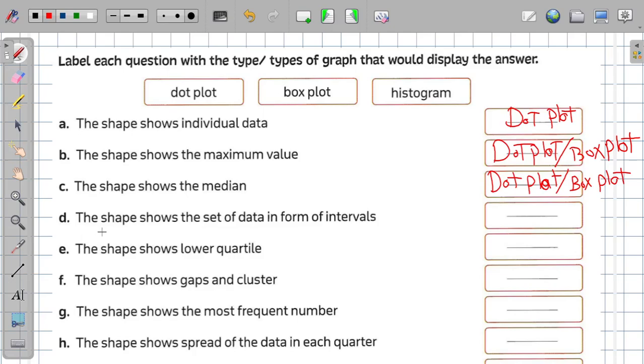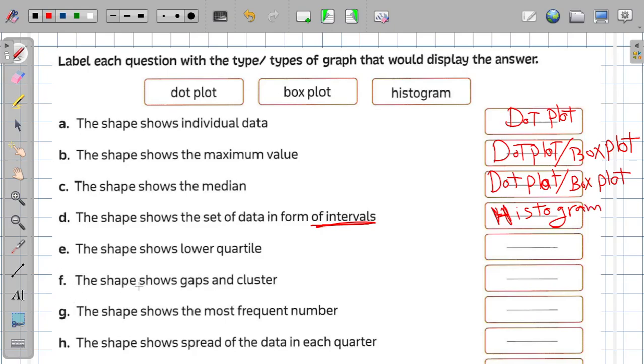The fourth one, the shape shows the set of data in forms of intervals. If we deal with groups or intervals, we will choose the histogram. Again, if we deal with data in form of intervals or groups, we will choose the histogram.